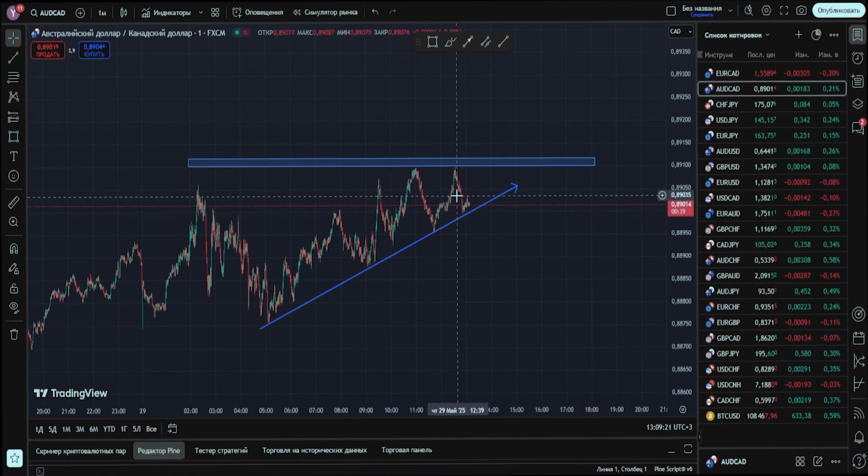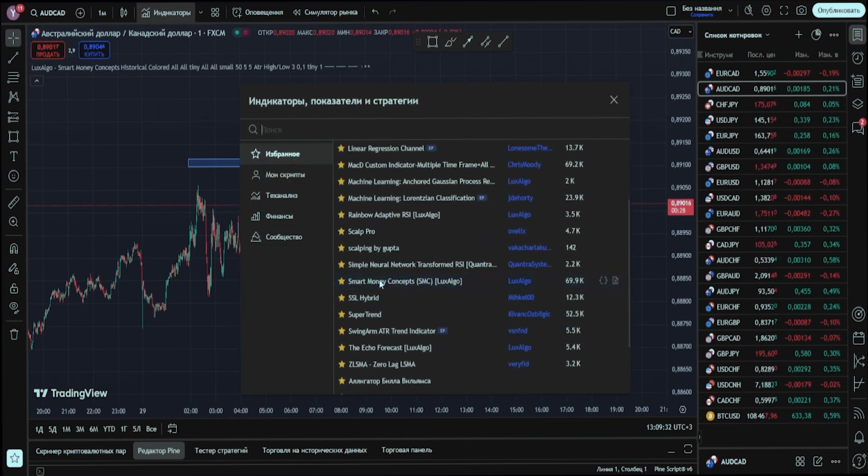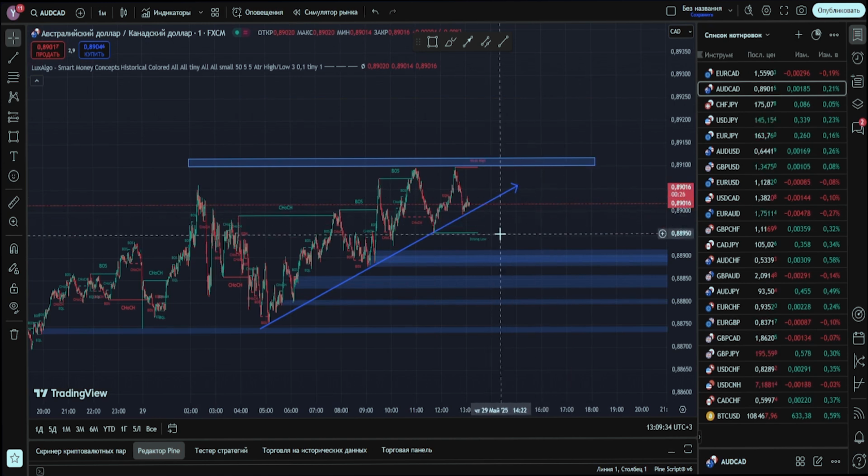The next very important point is that we need to look for support and resistance zones. Again, if you don't have experience, you can watch videos on the channel, or you can simply use the indicator called Smart Money Concept by Lux Algo. It will help us by highlighting strong support and resistance zones.